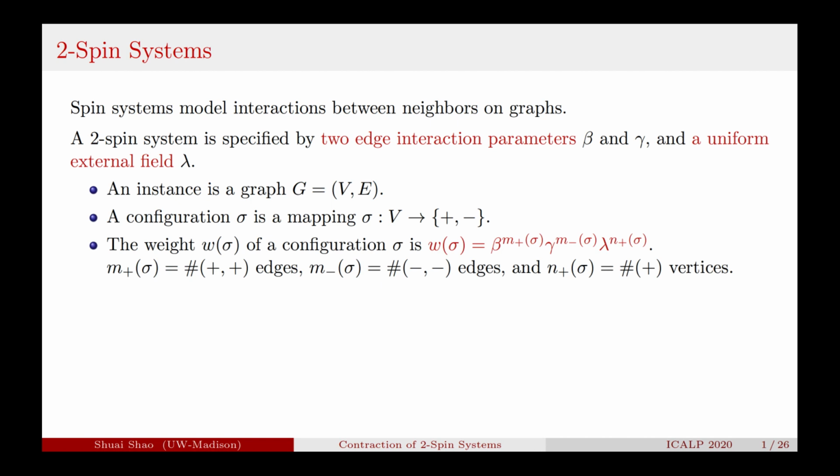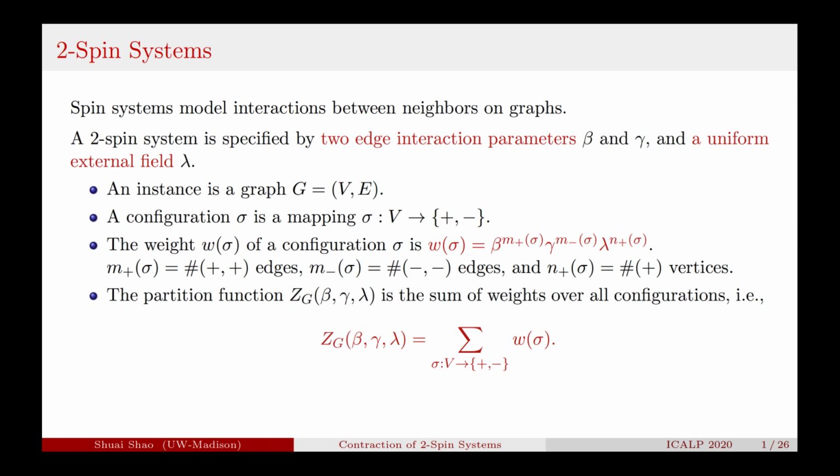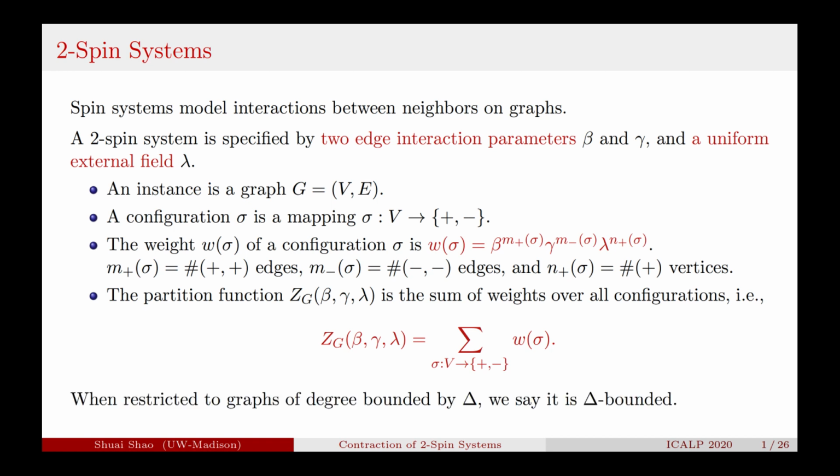For each configuration, we define a weight. It's a product as follows, and here we consider the number of plus edges and the number of minus edges, and also the number of vertices that are pinned to spin plus in this configuration. And the partition function of a two-spin system is the sum of weights over all configurations. So it's a sum of product computation. And when a two-spin system is restricted to graphs of degree bounded by some delta, we say that such a two-spin system is delta bounded.